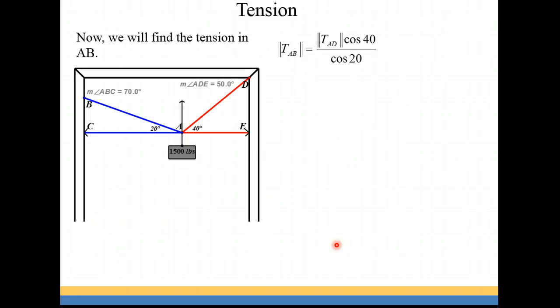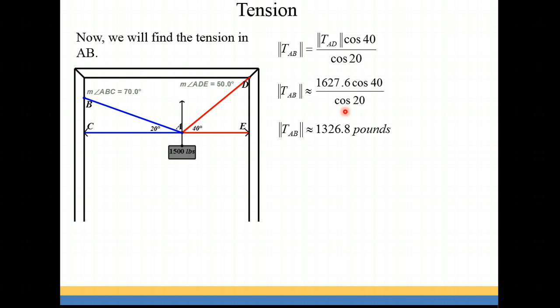Okay, so now that we found the tension in cable AD, we're going to try to find the tension in cable AB. So going back to the formula that we had isolated earlier, we're going to replace the tension in AD with what we just found, which is 1627.6. Then we're going to multiply that by cosine 40 and divide by cosine 20. And we get 1326.8 pounds. So we have the tension in both of the cables.